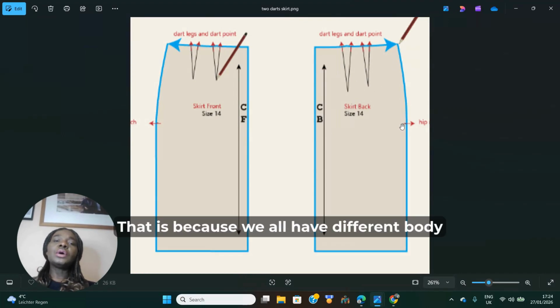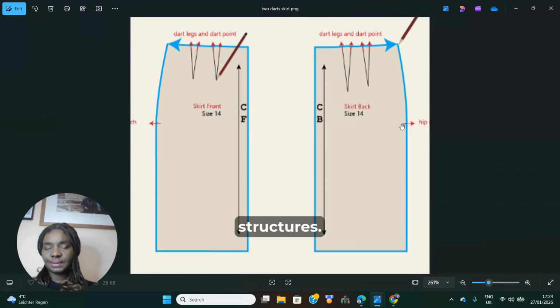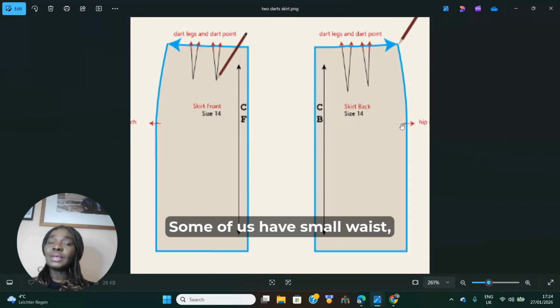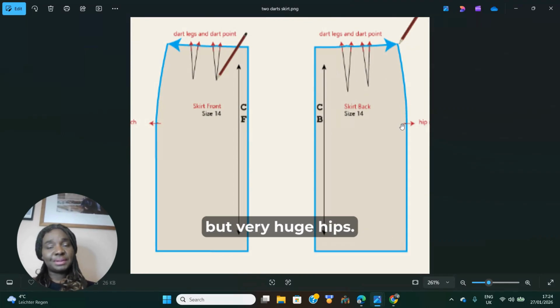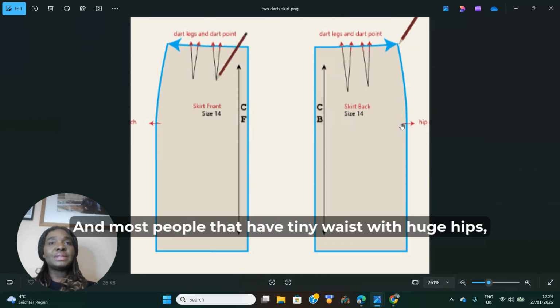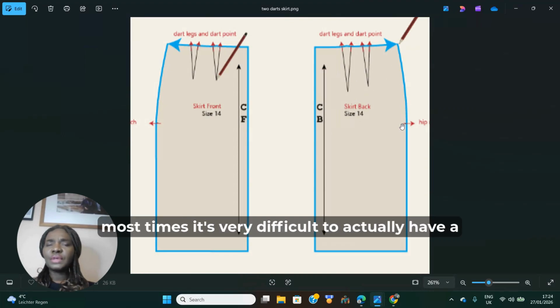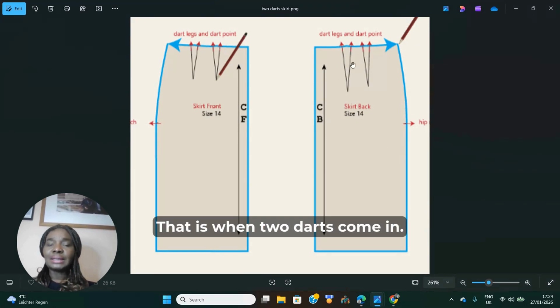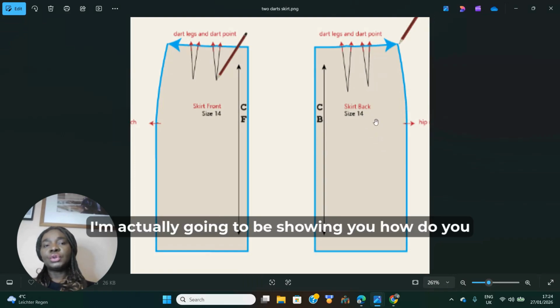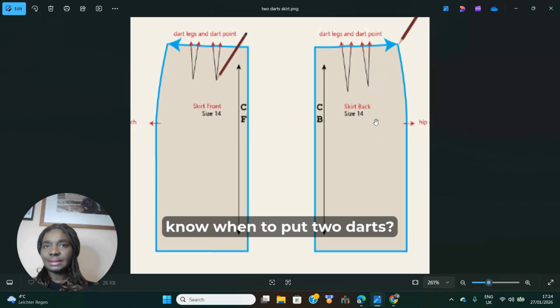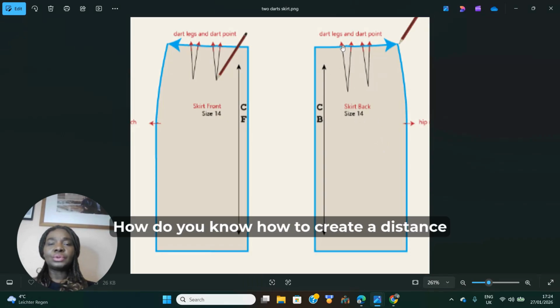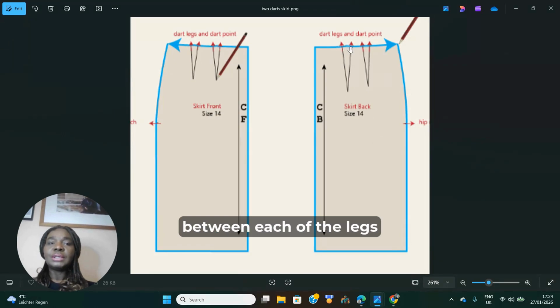That is because we all have different body structures. Some of us have small waists, but very huge hips. And most people that have tiny waists with huge hips, most times it's very difficult to actually have a good fitting of the skirt. That is when two darts come in. So in this video, I'm going to be showing you how do you know when to put two darts? How do you know how to create a distance between each of the legs of the darts?